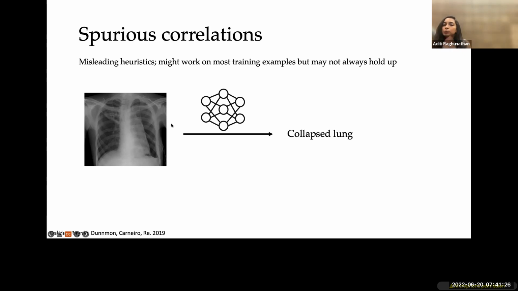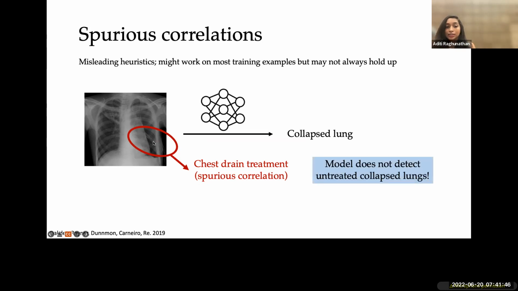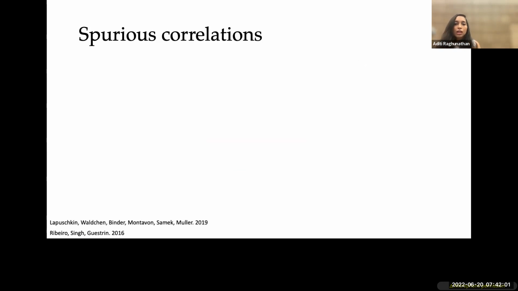But it turns out there is actually a spurious correlation here. If you look carefully, there is a tube which corresponds to the treatment. The way this data set was collected is that every person who was flagged to have a collapsed lung also received a treatment which showed in the X-ray. And the model was really just looking for the presence of this treatment to make its predictions. As a consequence, when you had an untreated patient, the model just did not detect this collapsed lung. And this is a really big problem, because this is exactly what we want the model to be used for, and it clearly failed in what it was intended for.